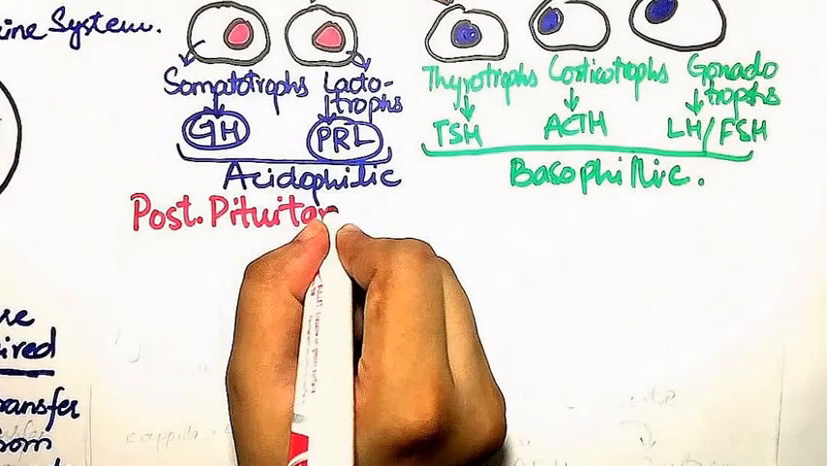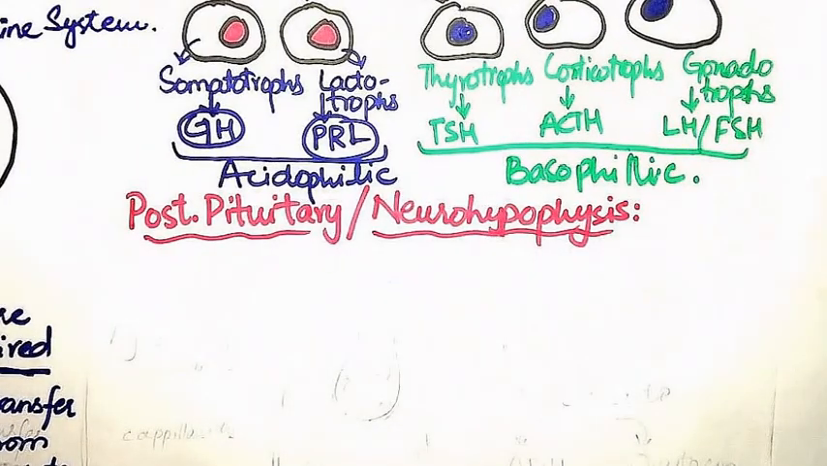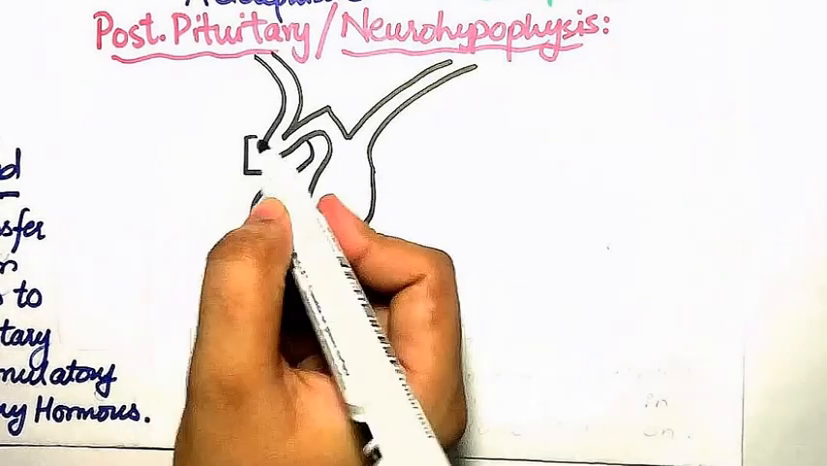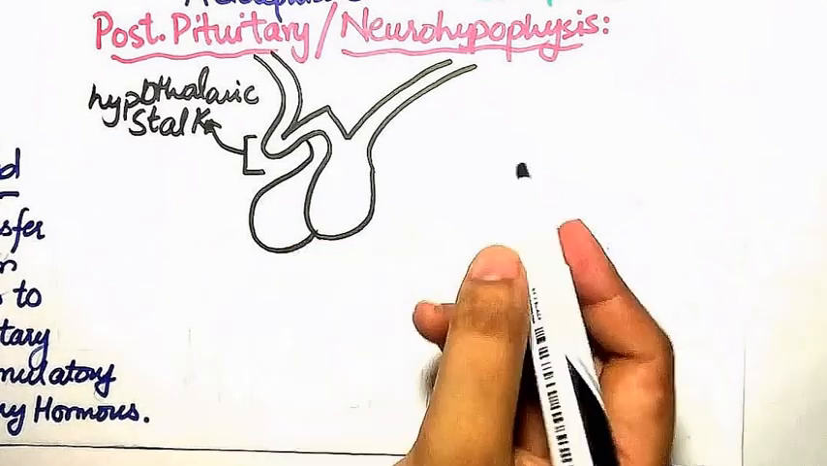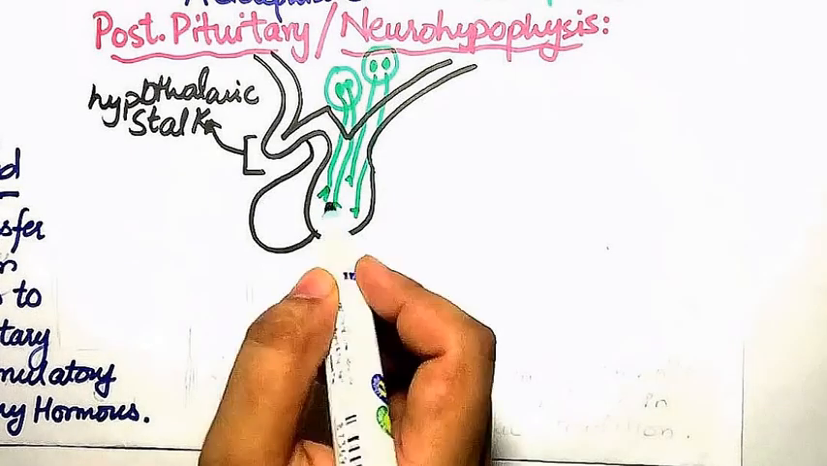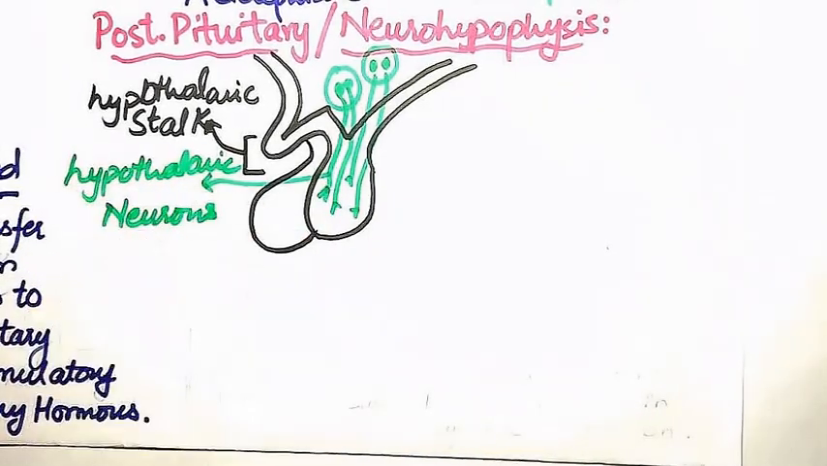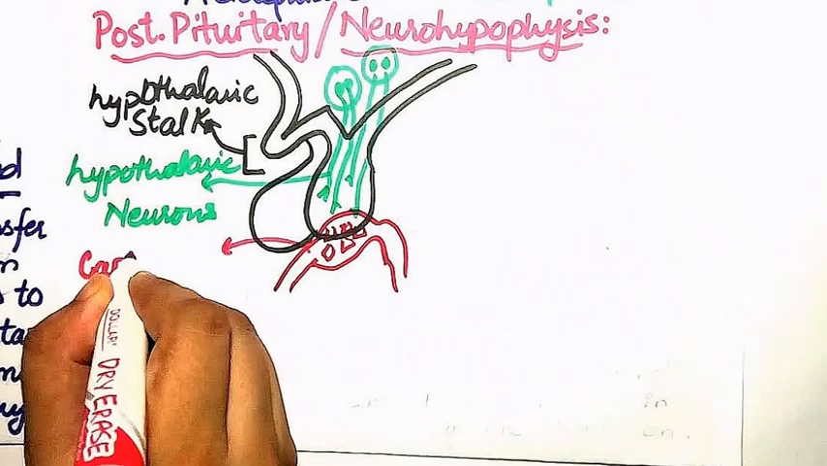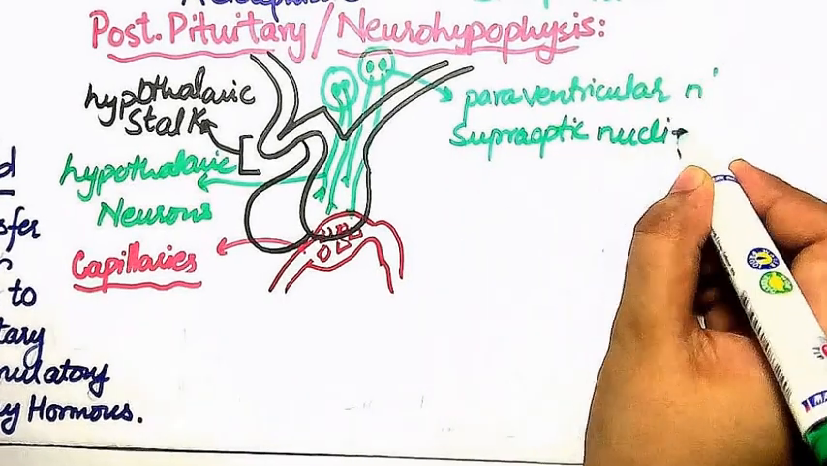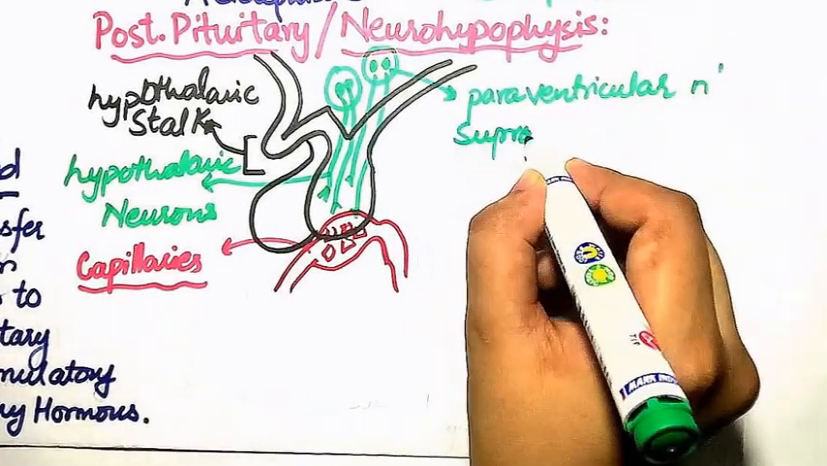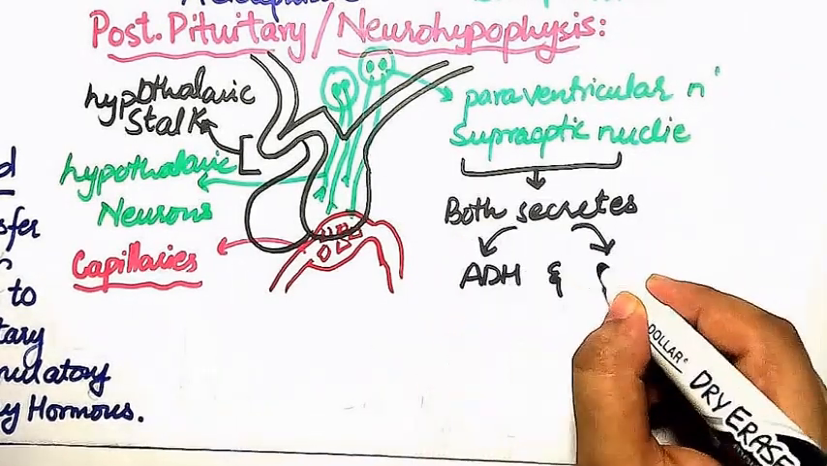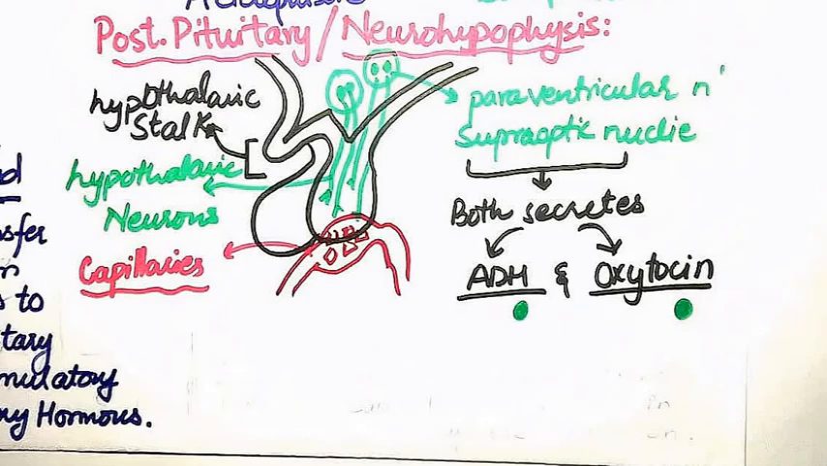The other part of the pituitary gland is the posterior pituitary gland, also known as the neurohypophysis. As I told before, the hypothalamus has a neuronal connection with the posterior pituitary gland. The posterior pituitary gland is attached to the hypothalamus by the hypothalamic stalk. There are certain nuclei present in the hypothalamus. From these nuclei, the hypothalamic neurons come to the posterior pituitary gland, and there is a capillary bed which carries the hormones from the posterior pituitary gland to the circulation. There is a pair of nuclei in the hypothalamus called the paraventricular nuclei and the supraoptic nuclei. Both of these nuclei secrete the hormones ADH, also known as vasopressin, and oxytocin.